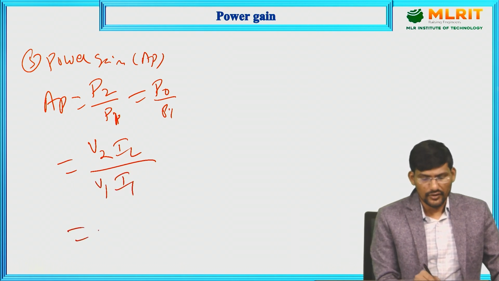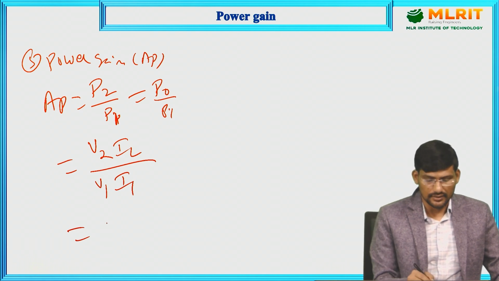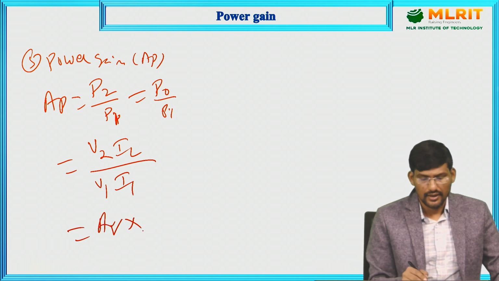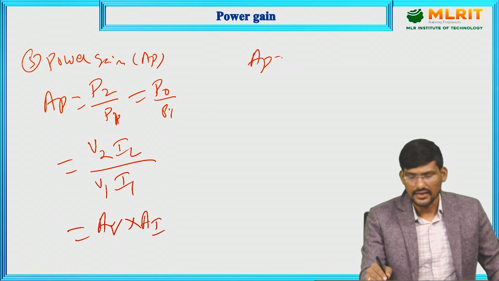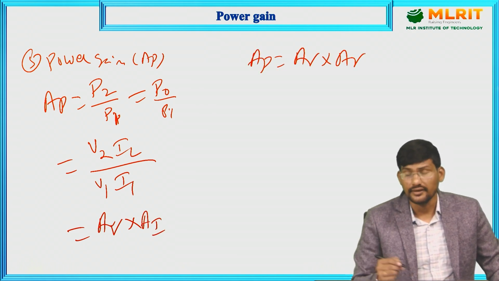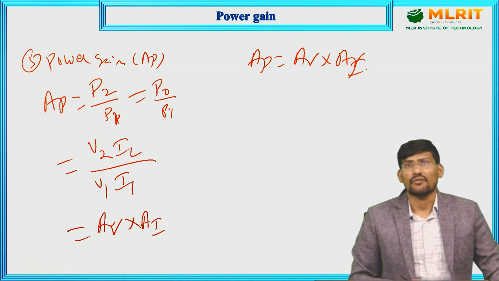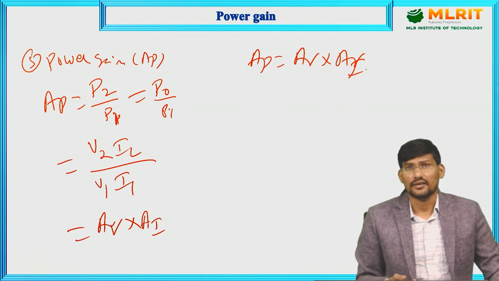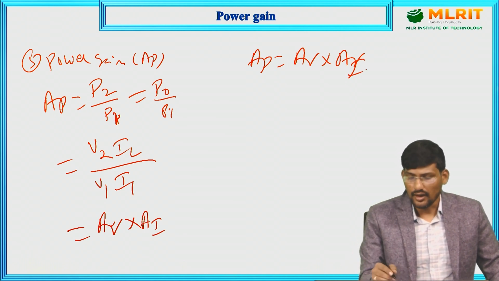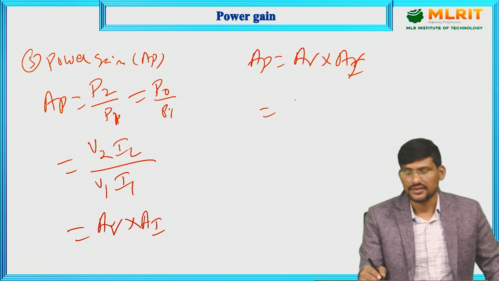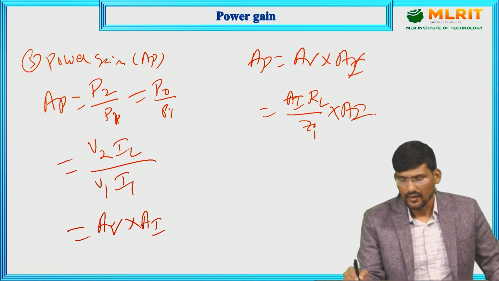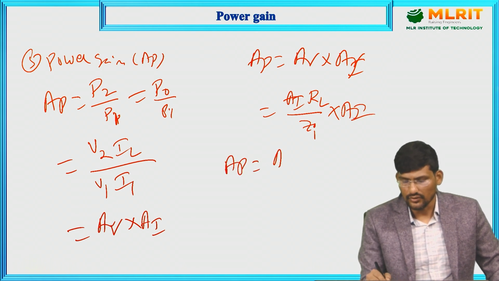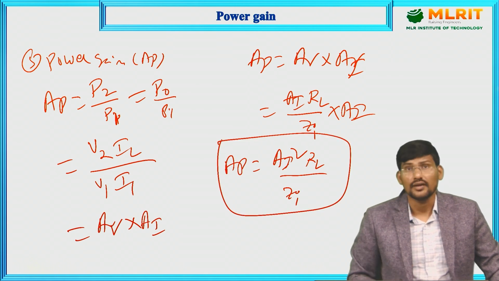Now we know V2 by V1 is nothing but the voltage gain. What is IL by I1? It is the current gain. Now the power gain is expressed as the product of voltage gain and current gain. If voltage and current gain are more, the power gain of the particular transistor amplifier will be more. Now we know what AV, the voltage gain, is. We can write it as AI RL divided by ZI. Therefore power gain is equal to AI square RL divided by ZI. This is the expression for power gain.